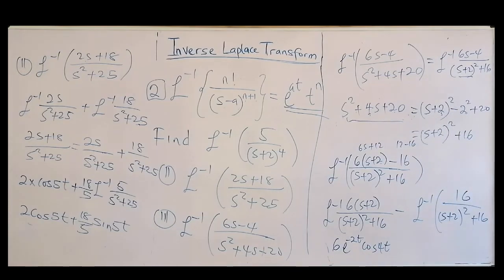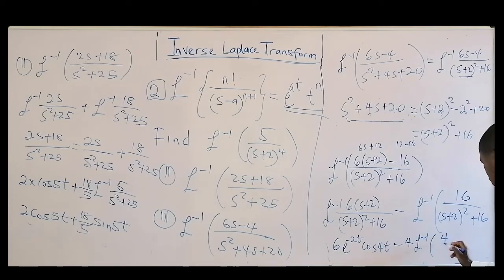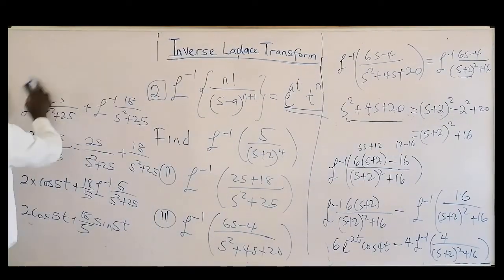Then this one, we have to make some adjustment. Since this 16 could be 4 times 4, we expect to have 4 here. So we can take 4 outside. 16 here is 4 times 4, so we can take 4 outside. So minus 4 inverse here, and then 4 here also, over x plus 2 all squared plus 16. So that's what we have there, and that will give us a final answer.